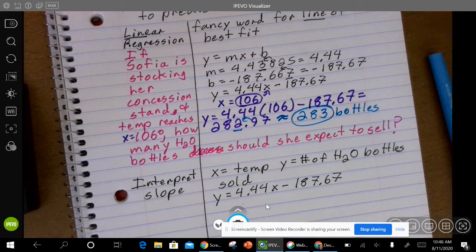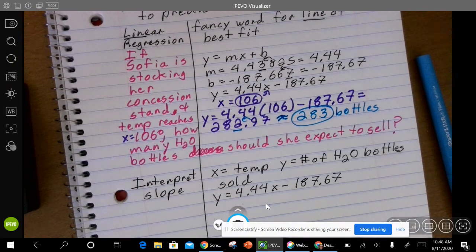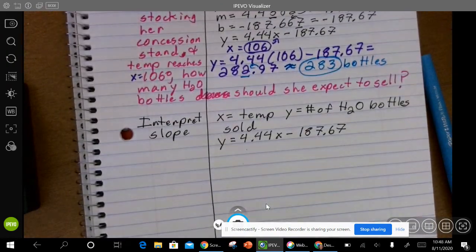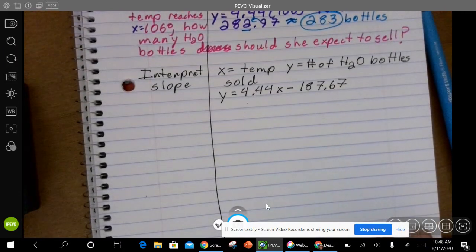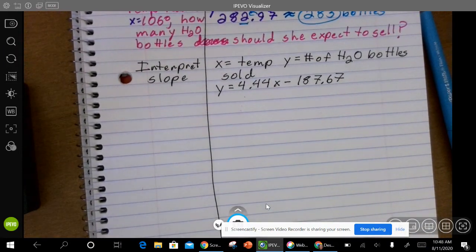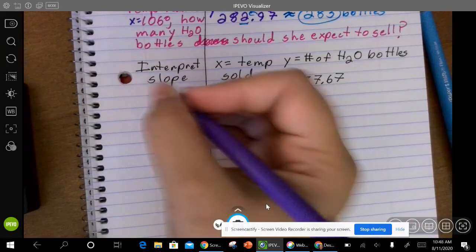So Sophia's looking at this, and what she wants to know is how many water bottles will be sold if the temperature is increased by 2 degrees. So again, think about it. She has a business. She wants to make sure she has enough, but not too much stock left over.